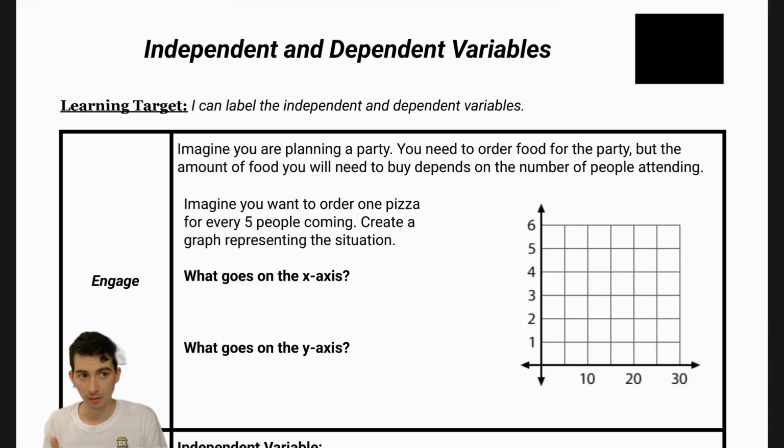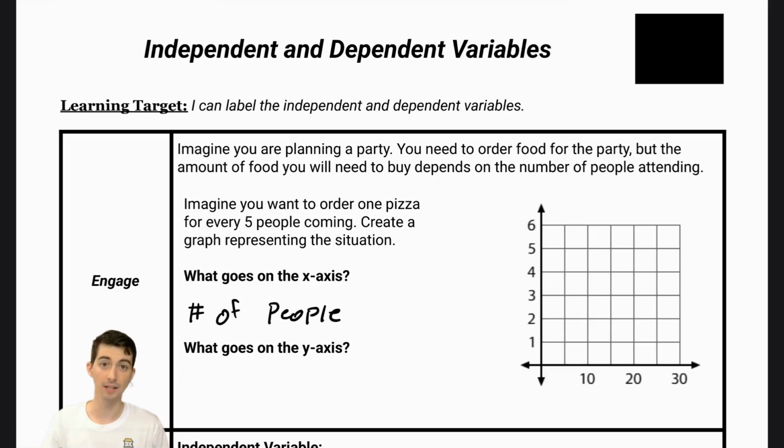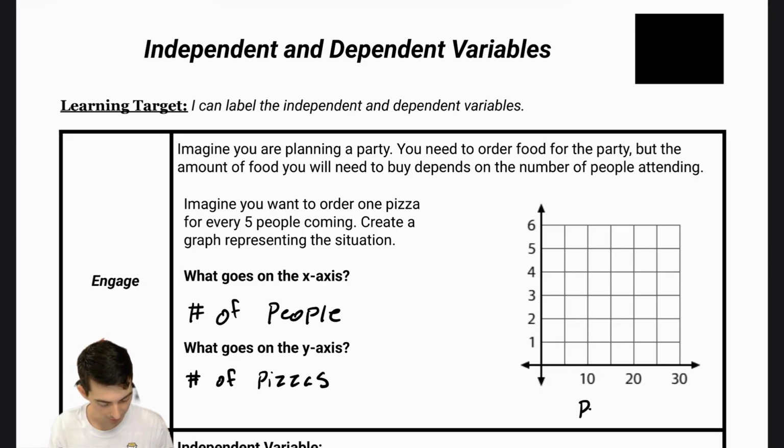So if we're thinking about our situation here, we need to start by thinking about how many people are going to come, because that's going to tell us how many pizzas to buy. So the x-axis is going to be the number of people, right? And the number of people is going to tell us how many pizzas to buy. So the y-axis is going to be the number of pizzas. Okay, so maybe we can even write this here. This is going to be our people, and this is going to be our pizza.